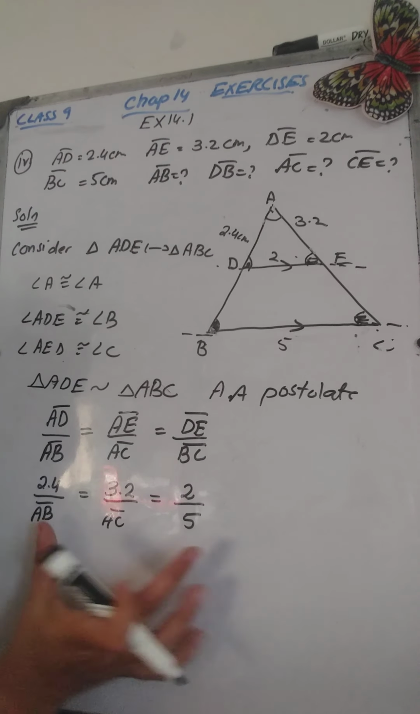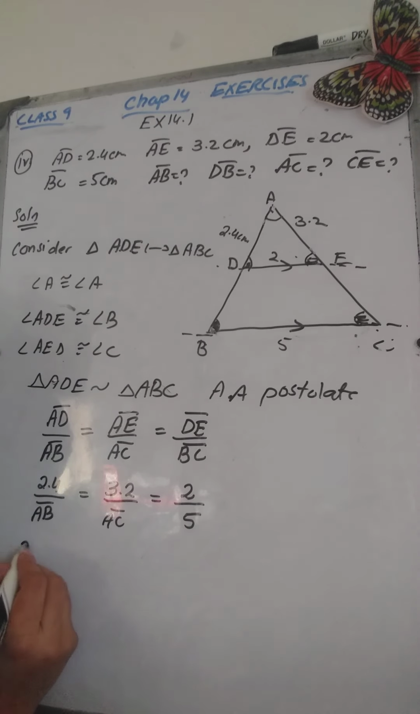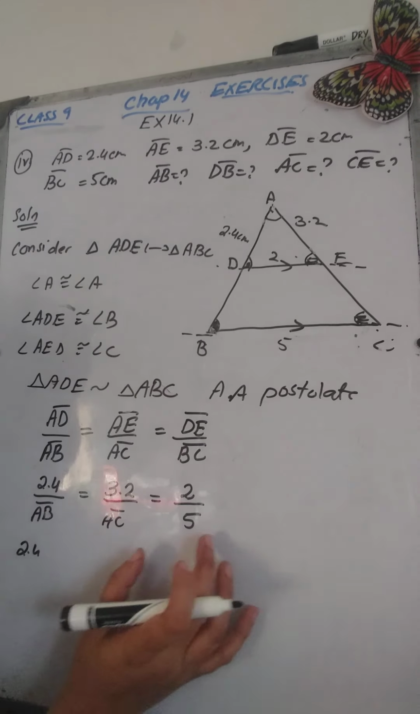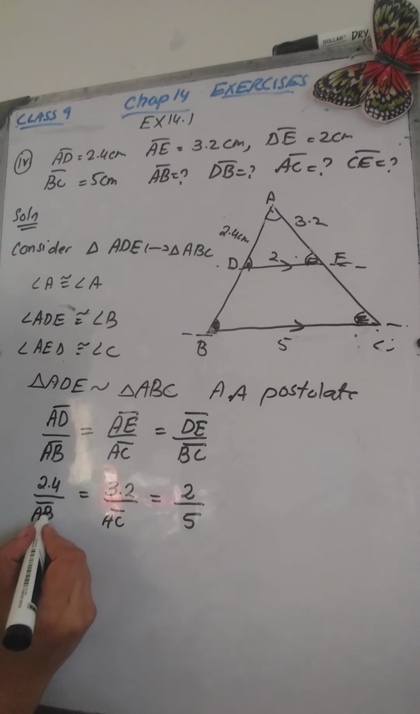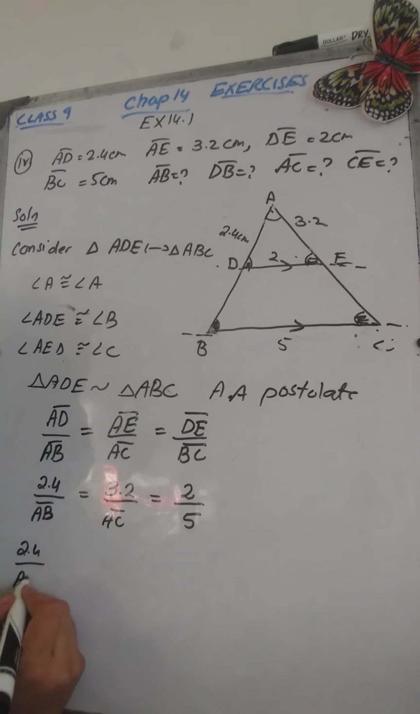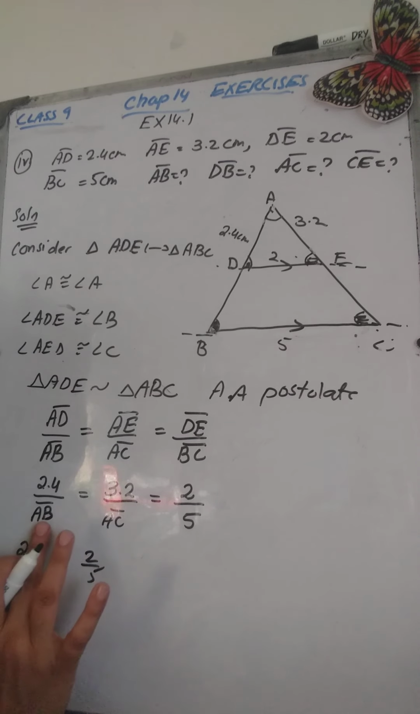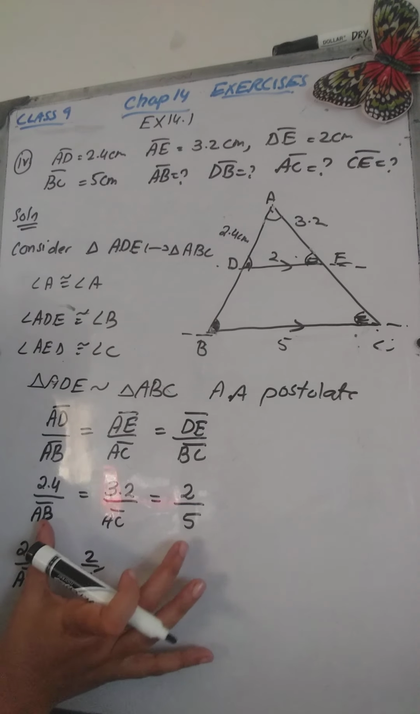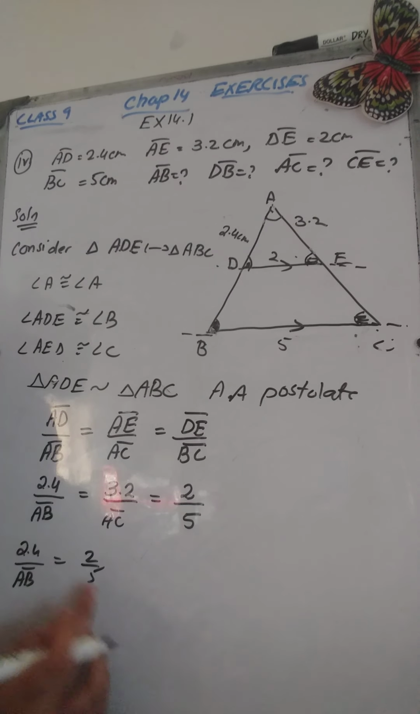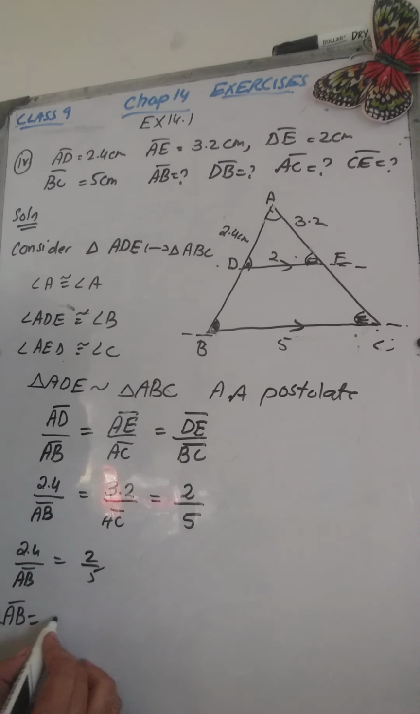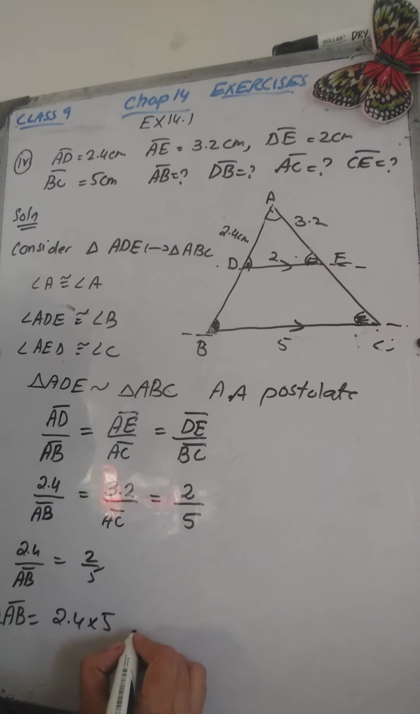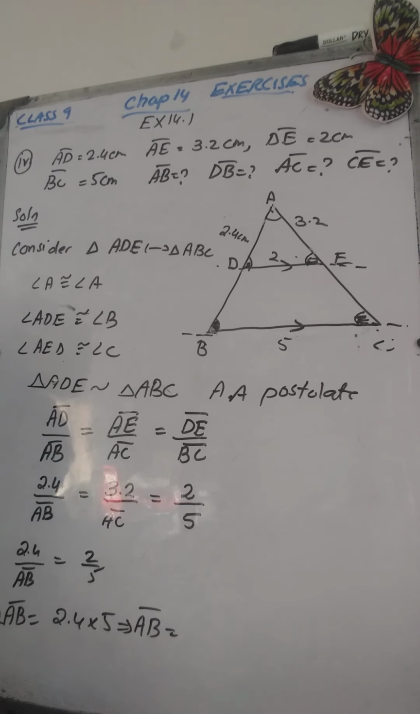First of all, take these two ratios. If these three ratios are equal, we can take the equality of any two at any time. AD over AB is equal to 2 by 5, because this ratio is equal to this, and this ratio is also equal to this. So we can take only these two at a time; there is no harm in it. To find the value of AB, we do cross multiplication. Twice AB will be equal to 2.4 into 5, and from here we can find the value of AB using the calculator. The value of AB will be 2.4 into 5 divided by 2.